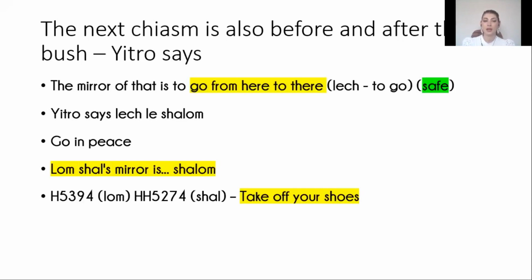The mirror image of that is where the angel says, don't come any closer, and Moses says, please let me go. Okay, and he asks his father-in-law, will you please let me go from here, where lech is the word go. And he felt safe to do that. He knew he was sent on a mission. He felt safe. He felt secure in who he is. And Jethro says, lech le shalom, go in peace.